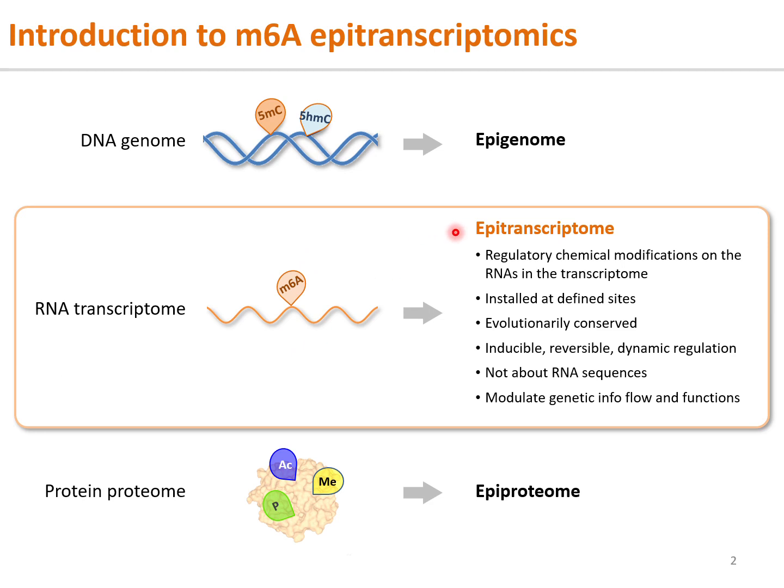Epitranscriptomics is about regulatory chemical modifications on the RNAs. These modifications are not random. They are installed at defined sites. They are evolutionarily conserved. They are inducible, reversible, and dynamically regulated. They are not about RNA sequences. They modulate genetic information flow and functions. Similarly, proteins in the proteomes are also modified with chemical groups as the epiproteome.